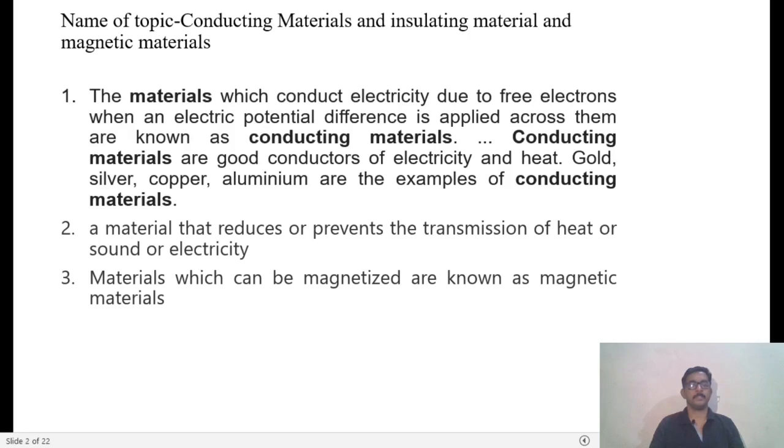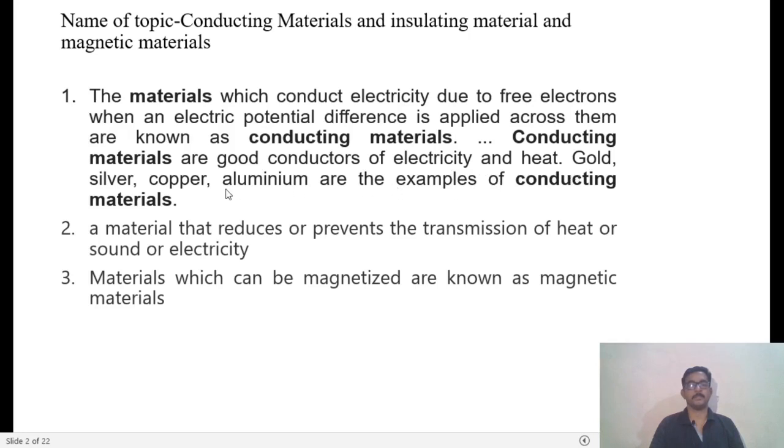So in this slide we will discuss the different materials: what is meant by conducting material, what is meant by insulating material, and what is meant by magnetic material. Please remember that conducting materials are materials that conduct electricity due to the free electrons available in their molecular structure. The free electrons can run from one point to another due to the development of potential difference across the two points. The conducting materials can conduct electricity as well as heat.